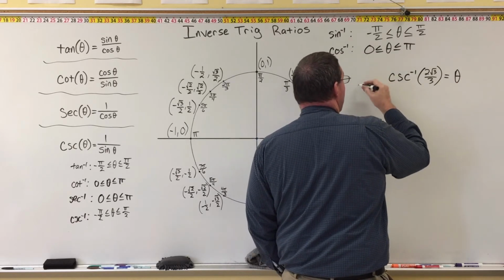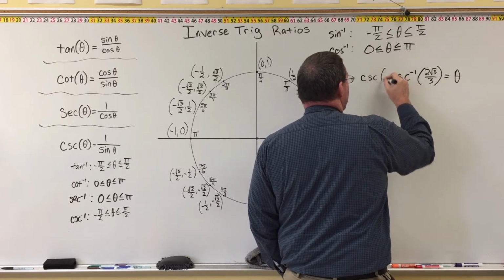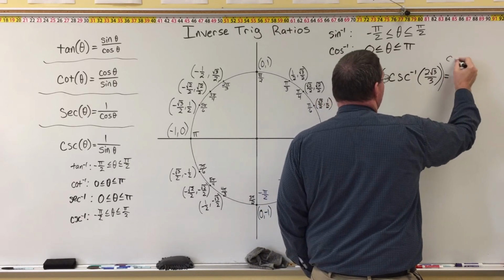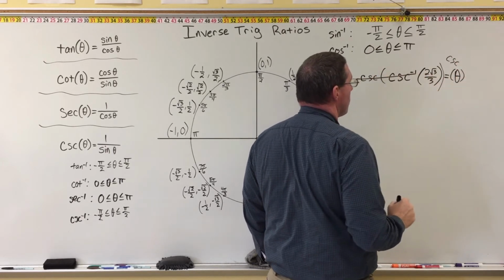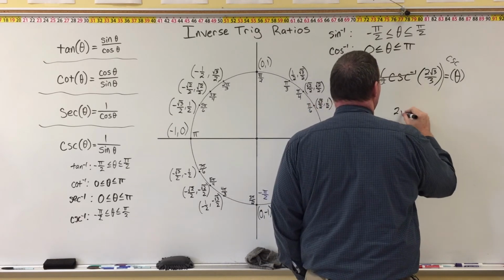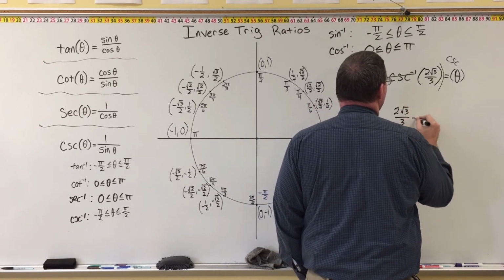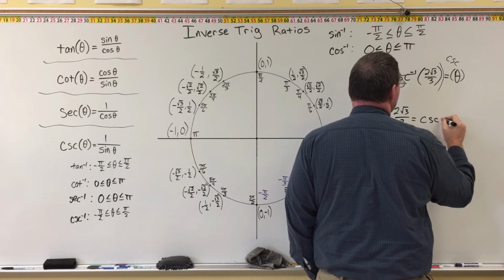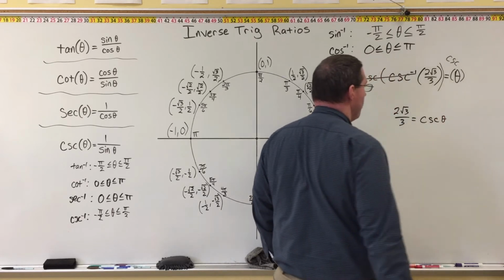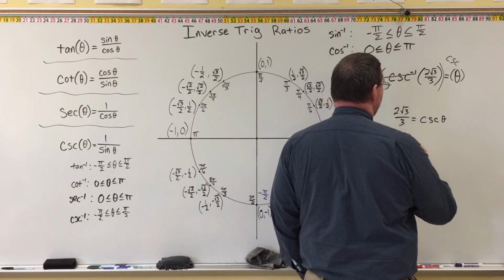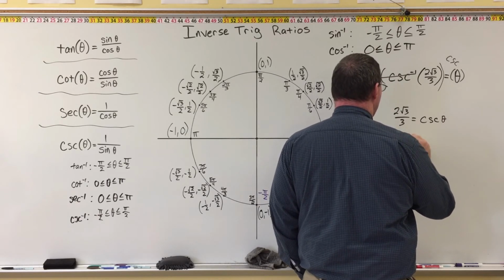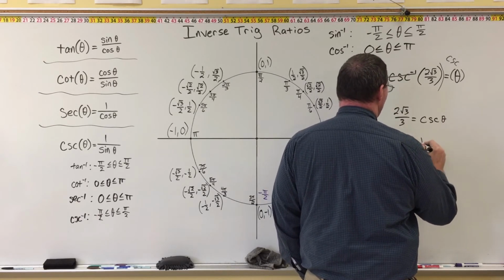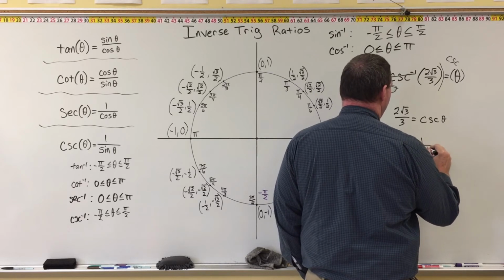To cancel cosecant inverse, we're going to use cosecant, right? On both sides, cosecant on both sides. It's going to cancel cosecant inverse. It's going to carry down 2 square root of 3 over 3 is equal to cosecant of theta. Now we're going to transform cosecant of theta into 1 over sine of theta. So 2 square root of 3 over 3 is equal to 1 over sine of theta.